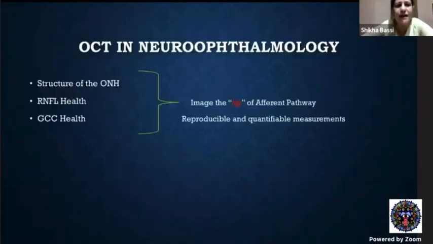Now coming to our topic, that is OCT in neuro-ophthalmology. So OCT can image the tip of the afferent pathway, and we can capture reproducible and quantifiable measurements.